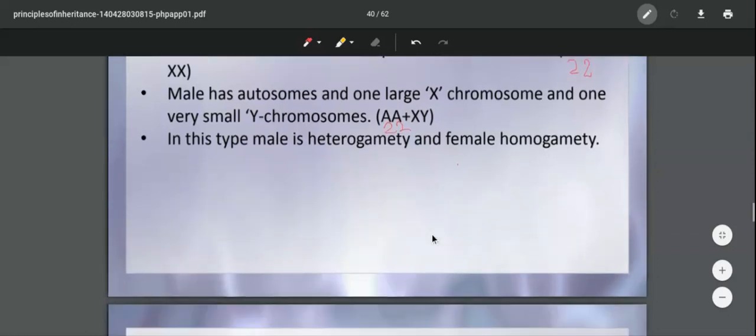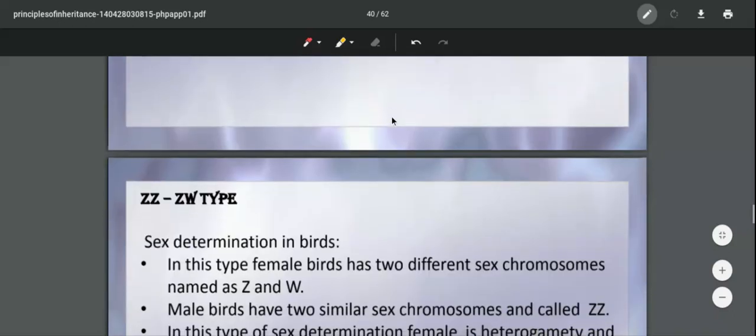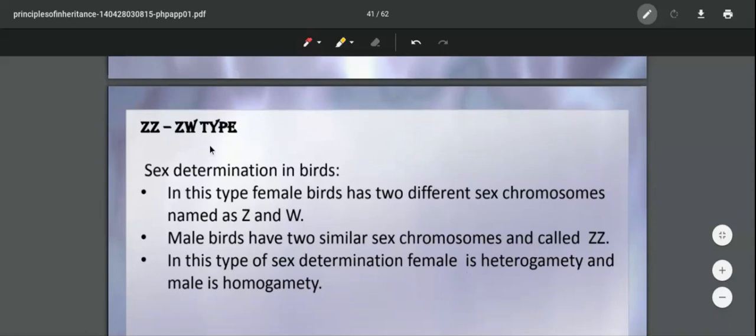So this again is an example of male heterogamety. So two examples of male heterogamety you have to study: the XO and the XY. Coming to the third type, this is a classic example of female heterogamety. Because here, in the case of sex determination in birds, the female bird has two types of sex chromosomes, the Z and the W.